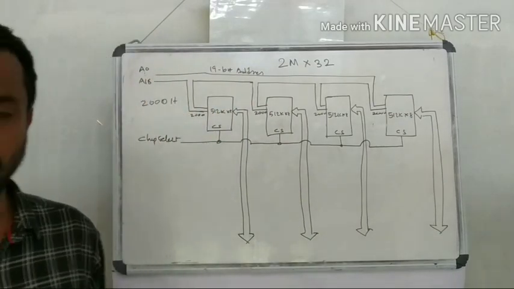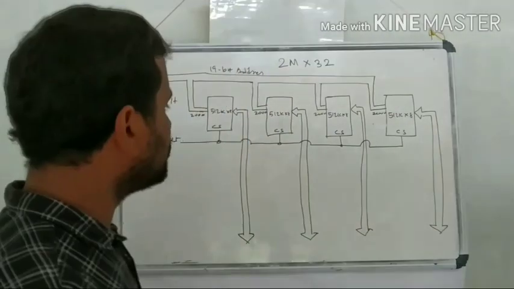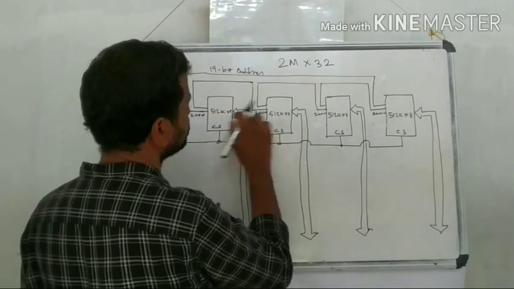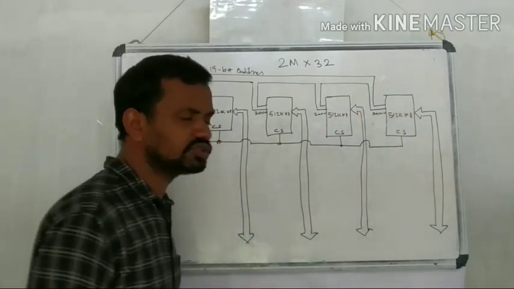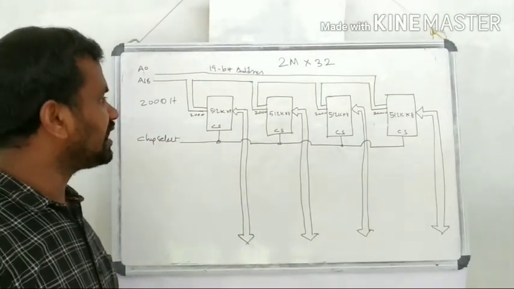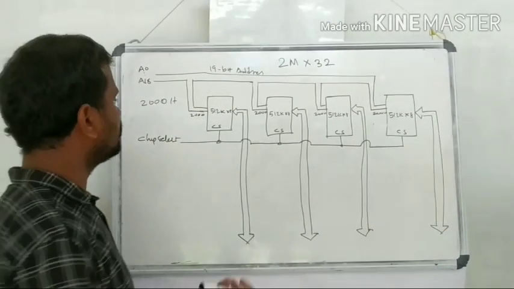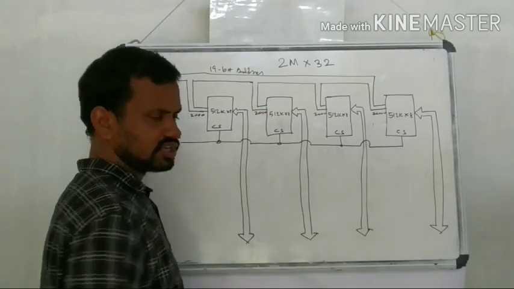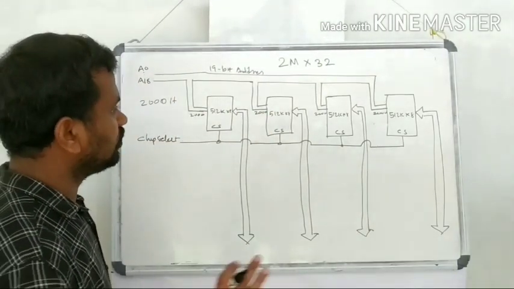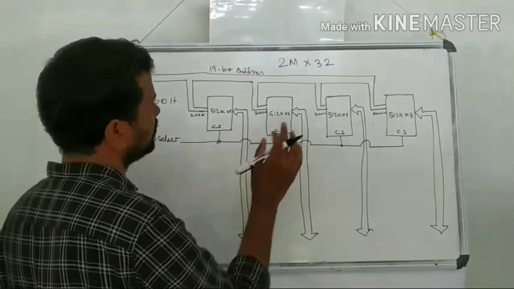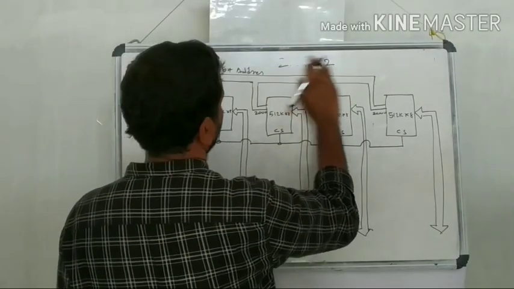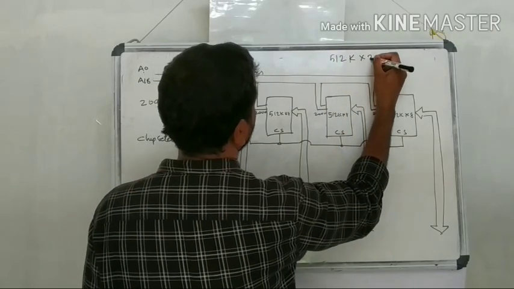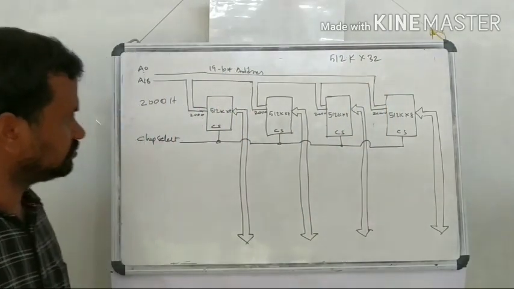The 2000 address will reach all the memory chips at the same time, and each memory chip will select the corresponding data from this chip, this chip, this chip, and this. All these memory chips will select their data, and that data will be available through the corresponding data bus. So this will form a 512K into 32 memory system.